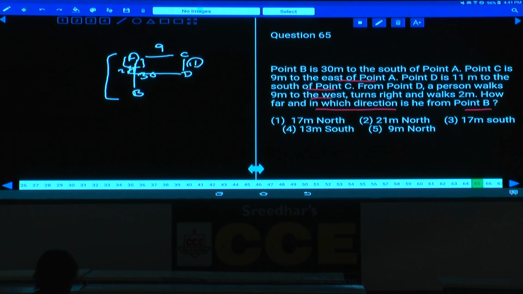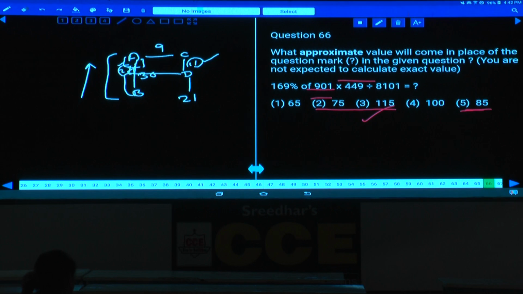Out of this 30, 9 is completed. What is left over here? 21. Then how far in which direction is he from point B? From point B this person is how much distance? 21 meters towards north, choice 2. Done with this? Now from here to here it is how much? 11 is completed, here the distance is 19. Now 2 should also be added, 19 plus 2, 21. 21 meters towards north. Then that's it.